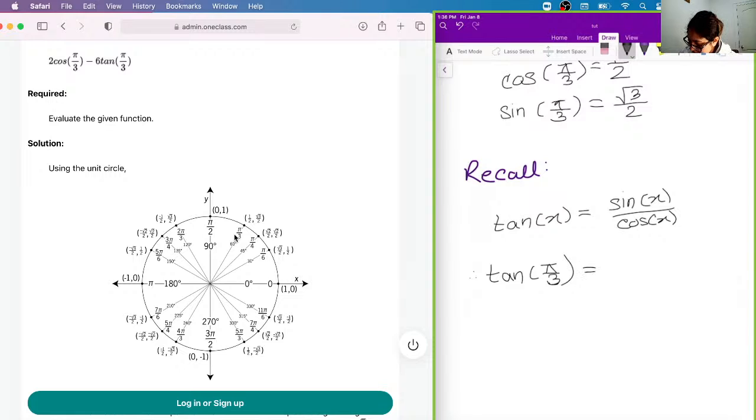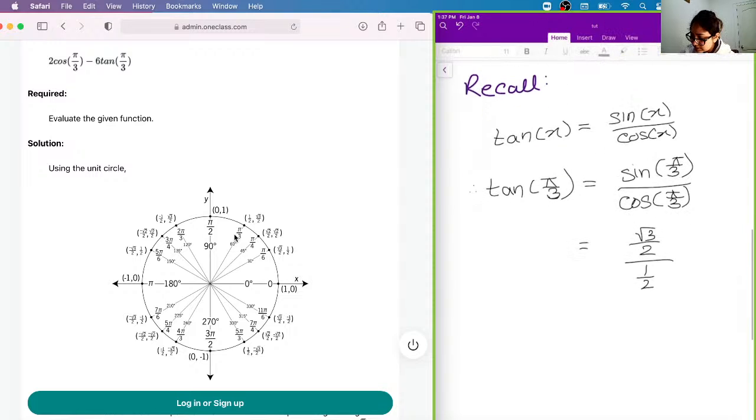We can say that this is sine pi over 3 over cos of pi over 3. Right, so we just substitute pi over 3 wherever there's an x, because this is our angle or our point of interest. So we can further evaluate this because we have our values for sine of pi over 3 and cos of pi over 3. Sine of pi over 3 is root 3 over 2, over 1 half.